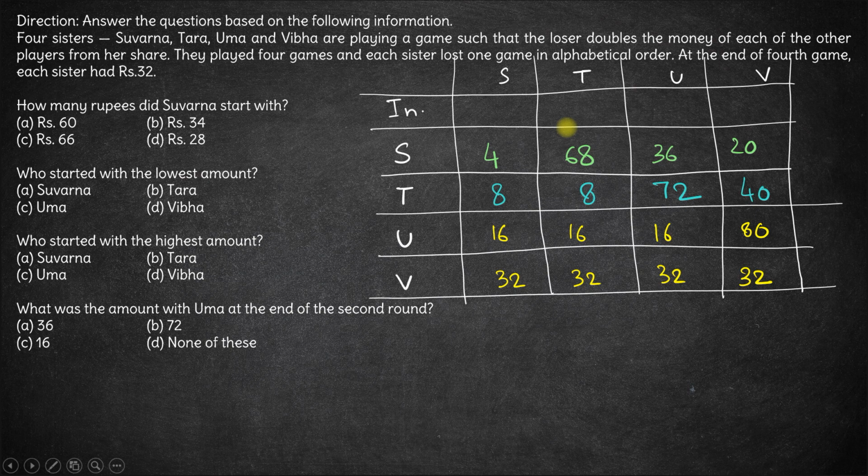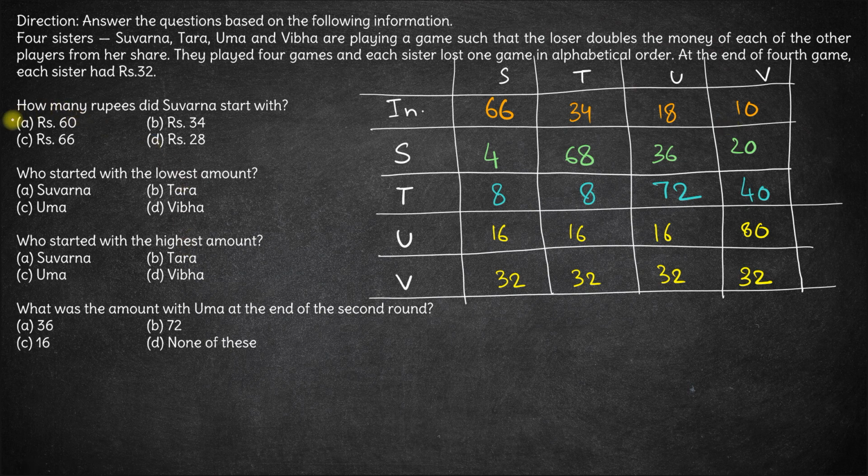And now finally coming to the 1st round. In the 1st round S must have doubled the amount with everyone else. That means before the 1st round, T's amount must have been half of this, 34, this must have been 18 and this must have been 10. So the amount with S initially must have been 34 plus 18, which is 52, 52 plus 10 is 62, 62 plus 4 is 66. So the amounts with S, T, U and V initially, before the 1st round, must have been 66, 34, 18 and 10. Okay.